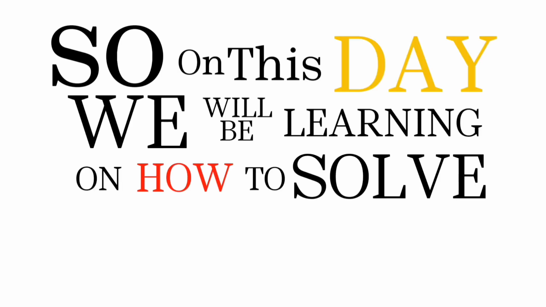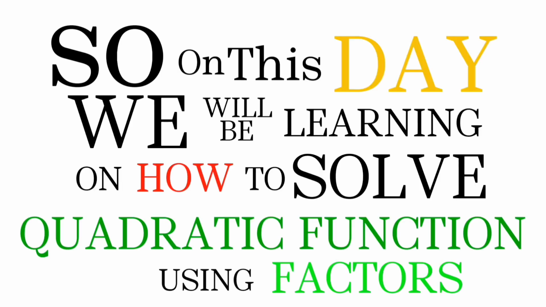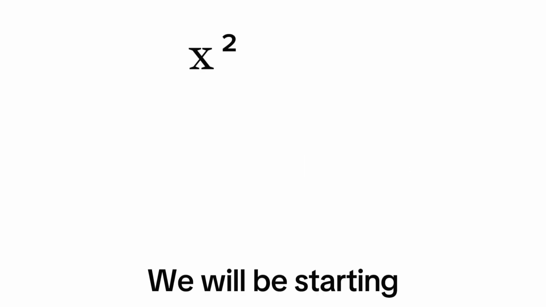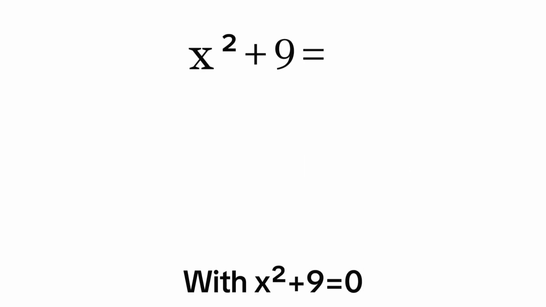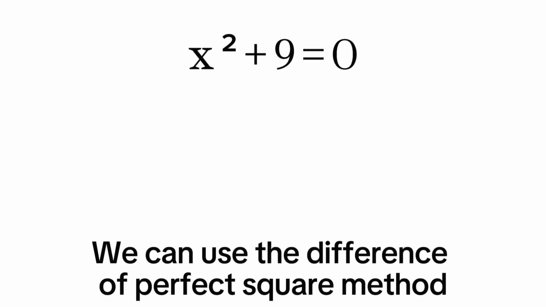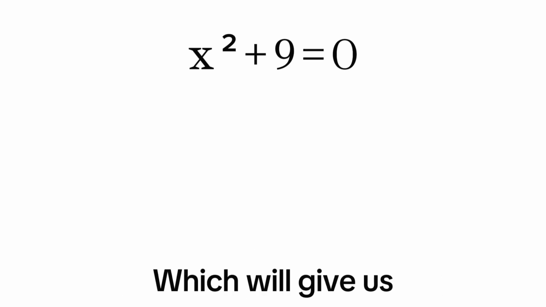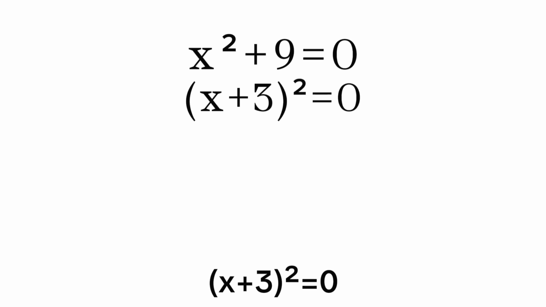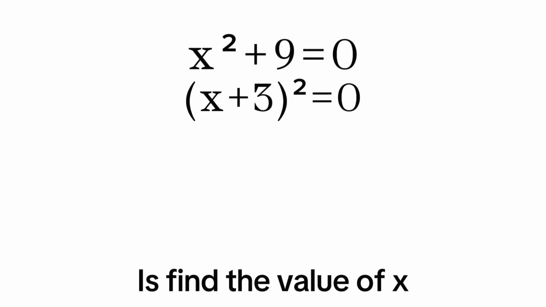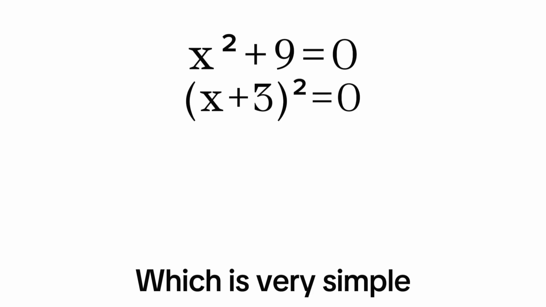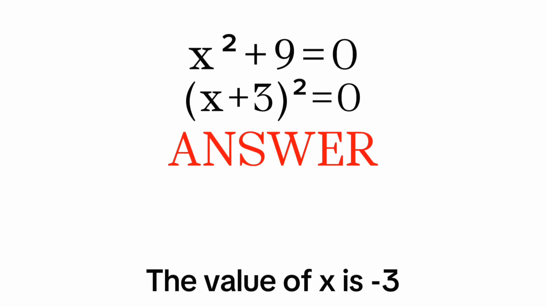So, on this day, we will be learning how to solve quadratic functions using factors. In our first equation, we will be starting with x squared plus 9 equals 0. On this equation, we can use the difference of perfect square method, which will give us x plus 3 squared. Now all we have to do is find the value of x, which is very simple. The value of x is negative 3.